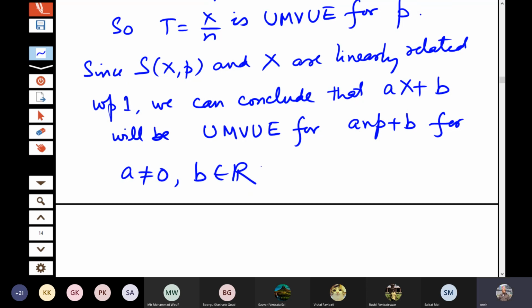So for any a, b, where a is of course non-zero, this aX plus b will be the UMVUE for a p plus b. So you are actually able to prove much more. Also, suppose I am asking for p square, we have obtained the unbiased estimator as x into x minus 1 by n into n minus 1. But from here now you can say that it will not be UMVUE.